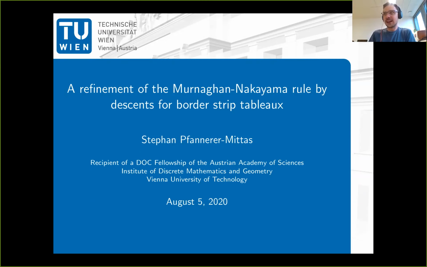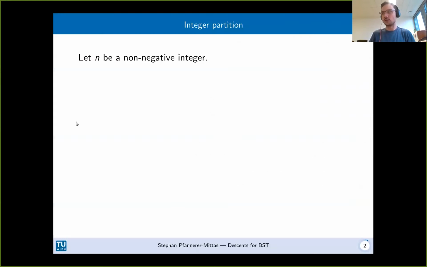So this title says that I will talk about a refinement of the Murnaghan-Nakayama rule by descents for border strip tableau. So this will mostly be a story about various kinds of tableau.